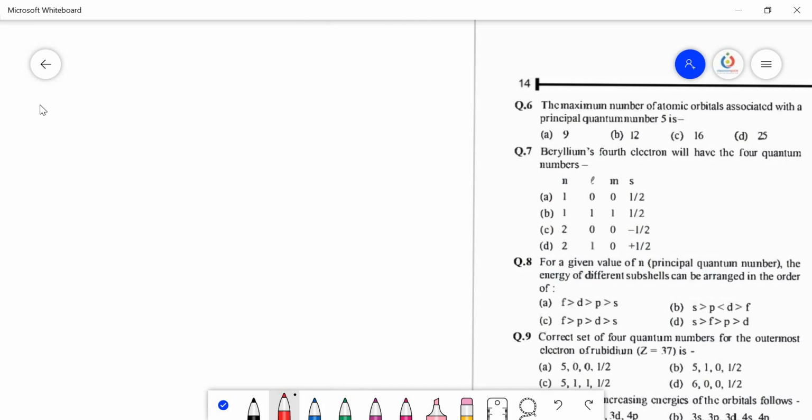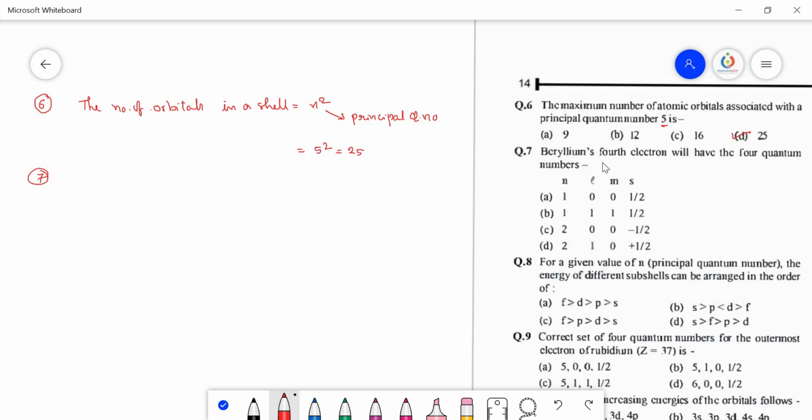Let us solve question number 6 now. The question is, the maximum number of atomic orbitals associated with a principal quantum number 5 is. So the number of orbitals in a shell can be calculated by using the formula n square, where n stands for the principal quantum number. So here n value is given as 5. Therefore, 5 square equals 25. So option D is correct.